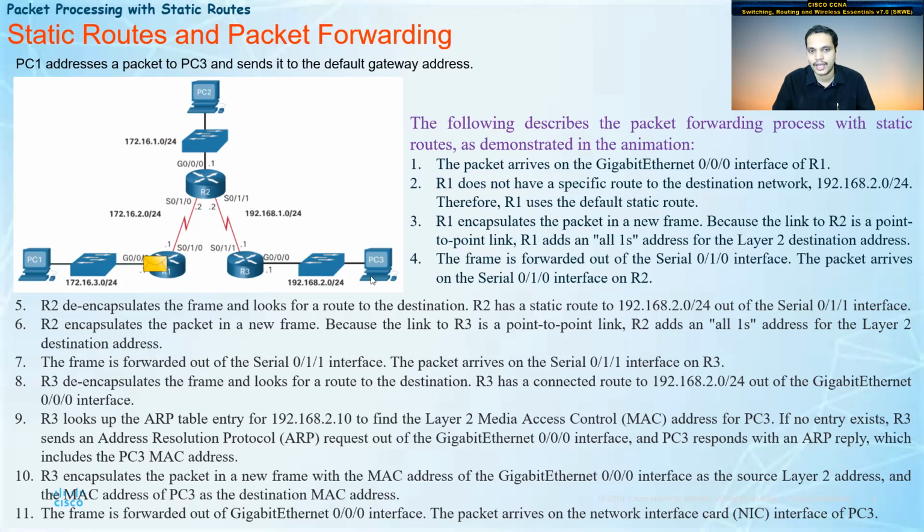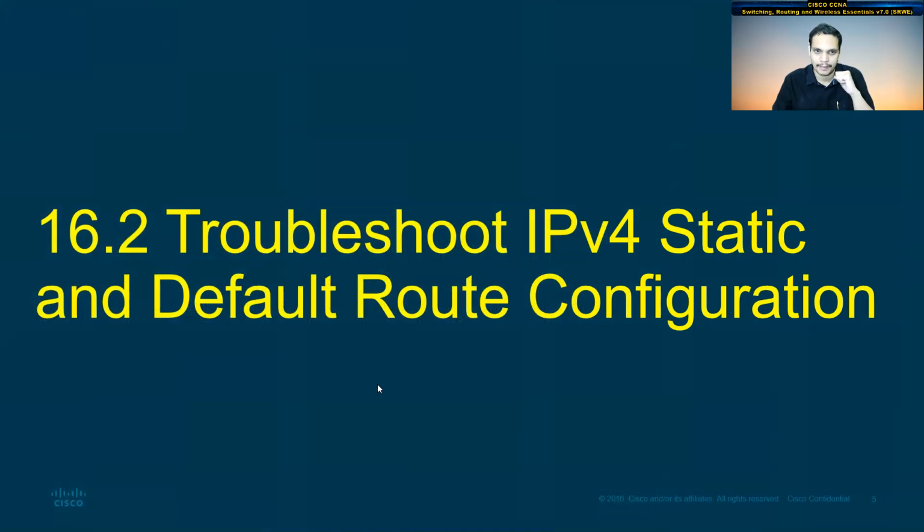The packet arrives on the network interface card of PC3. So these are the steps that usually happen when a packet is being traversed from source to destination and you are making use of the static default routes or even static routes. Let's move on to the next part.